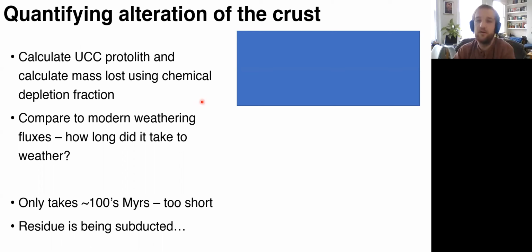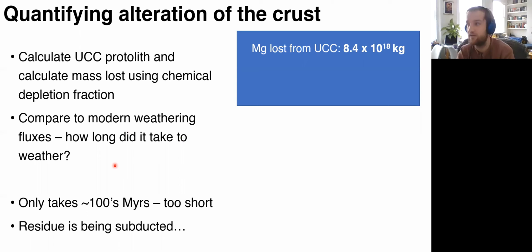So, for example, using this method, we calculate that this large amount of magnesium had been lost from the continental crust by chemical weathering relative to an igneous rock. And now we might want to compare this to modern day weathering fluxes. So we can just go out into large rivers, measure the magnesium concentration, and calculate how much magnesium is currently being stripped off the continents every year by chemical weathering. And that is around 7.3 times 10 to the 10 kilograms per year.